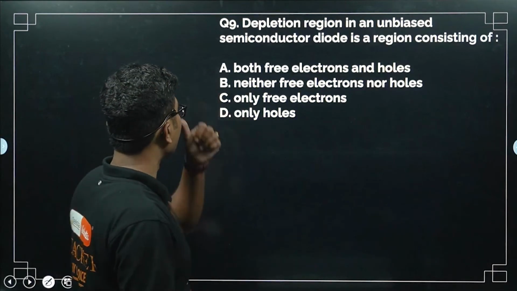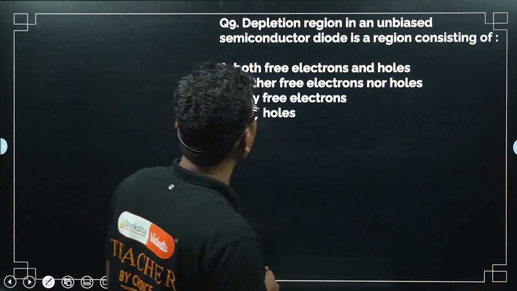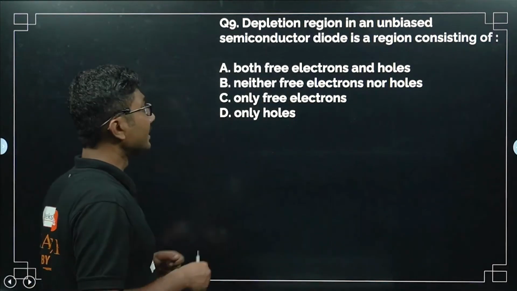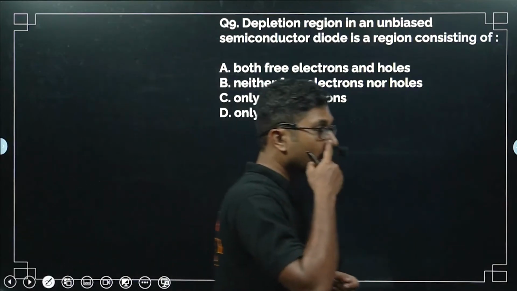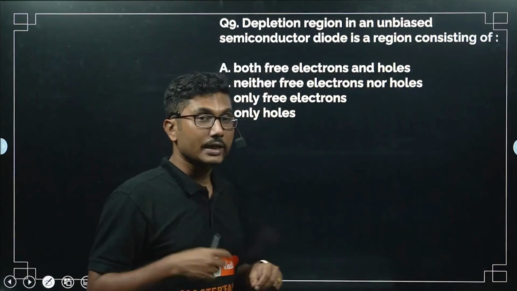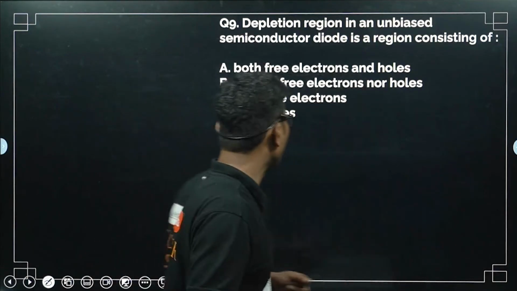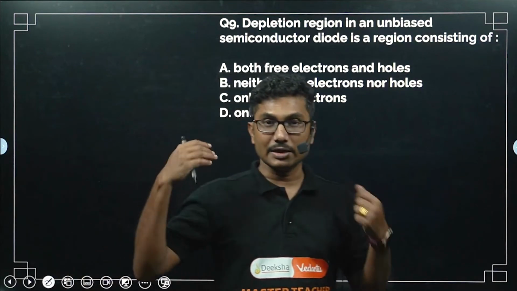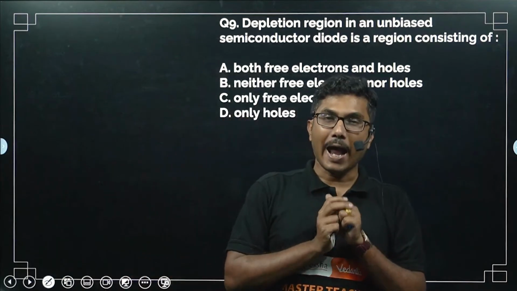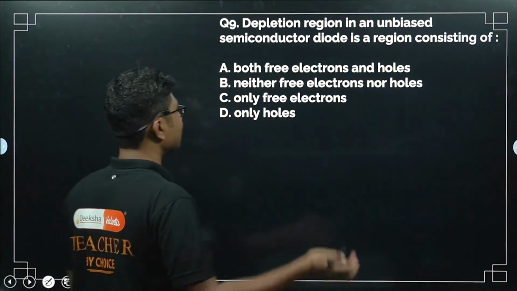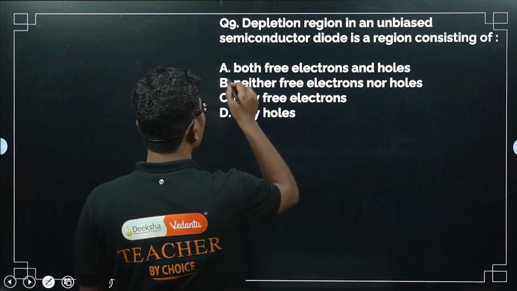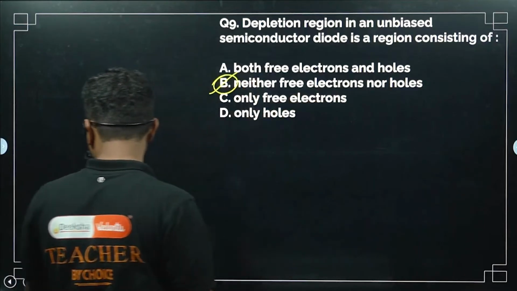Let's move on to question number 9. Depletion region in an unbiased semiconductor diode is a region consisting of. So in the depletion region of an unbiased diode, both holes and electrons combine with each other. There is no longer any free electrons, there are no longer any holes, so both cease to exist. There is a misconception that holes and electrons still exist. No, they recombine and there are no longer any free charges. So you cannot say free charges are existing there. So neither free electrons nor holes exist. So the correct option is option B.